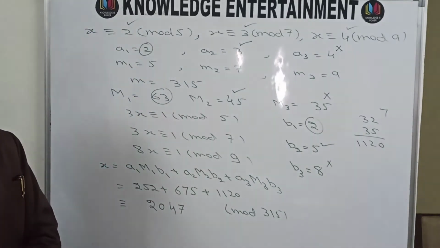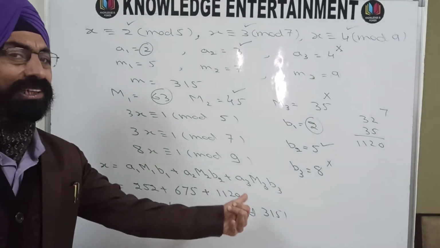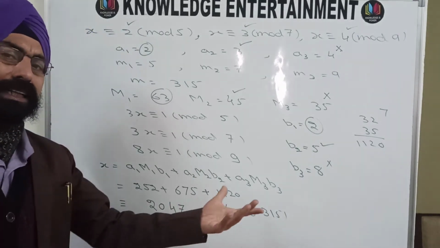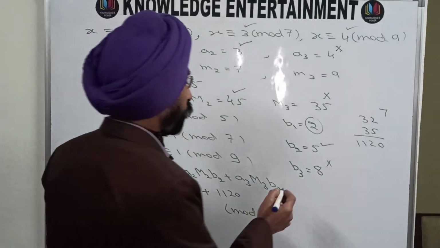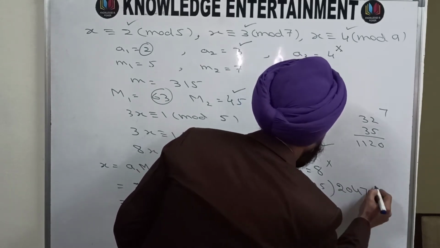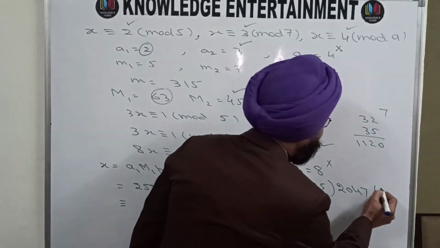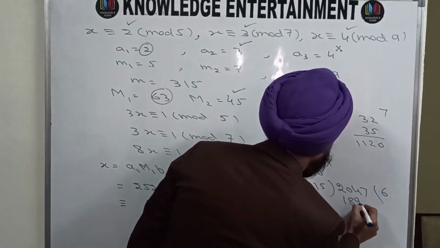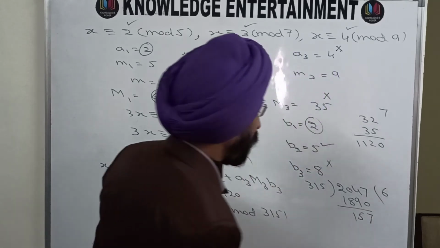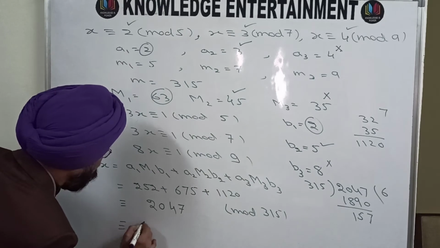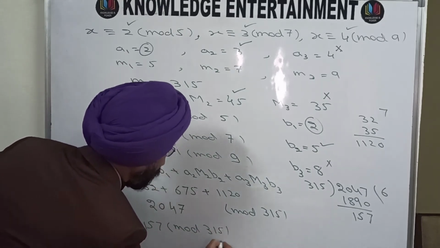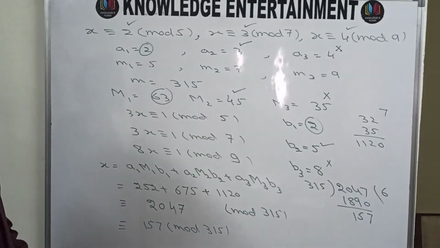So it can be reduced to a number which is less than 315. How? Divide this number by 315 and replace this number by the remainder you obtain. So 2047, when you divide it by 315, the quotient is 6, and the remainder is 157. So 157 modulo 315 is the solution of the system of linear congruence.